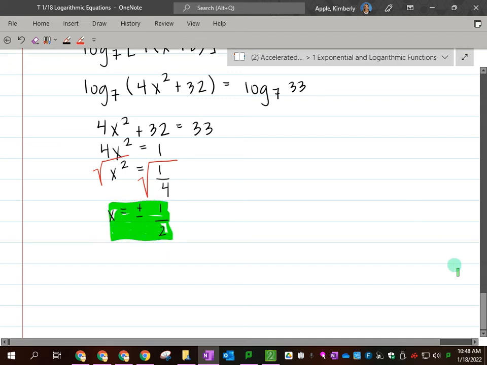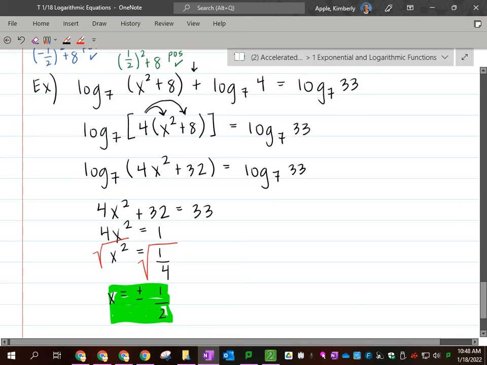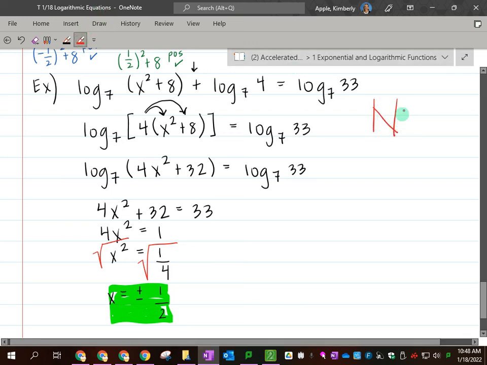So again, let me walk you back through this one. So I have all this junk up here. I have all these things added together. Let me show you what you can't do. No. You cannot say, well, I have all three bases the same, so I'm just going to take everything and disregard the logs right now. That cannot happen. Okay? You are not going to get the same answer.